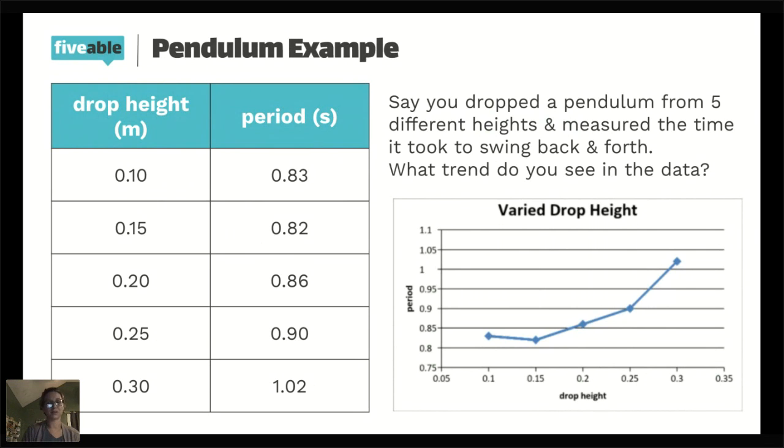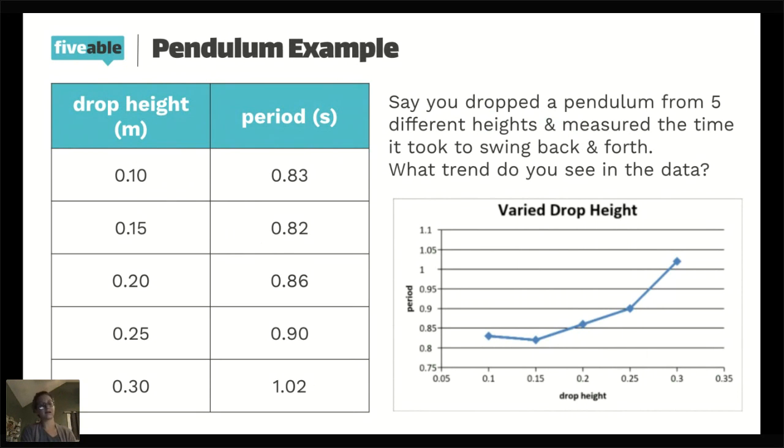So let's say you want to do an experiment to see if I drop it from different heights, will it take longer to swing back and forth? And so you first lift the pendulum up to 0.10 meters, or 10 centimeters. You let it go, time the period, and do the same thing at 15 centimeters, 20, 25, and 30. And then you graph your data, period over the drop height. So we've got a nice little graph here.